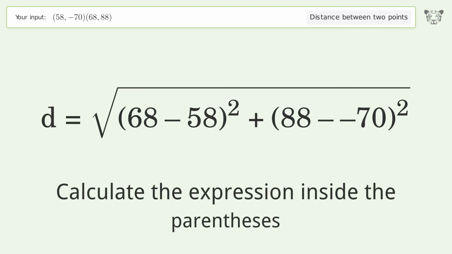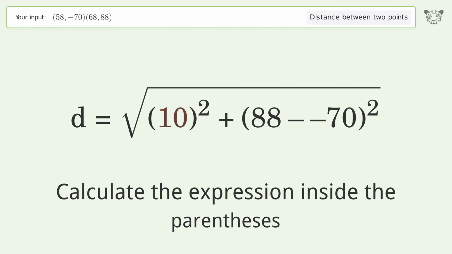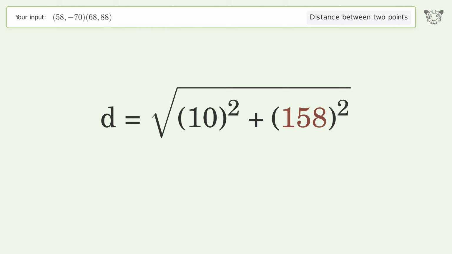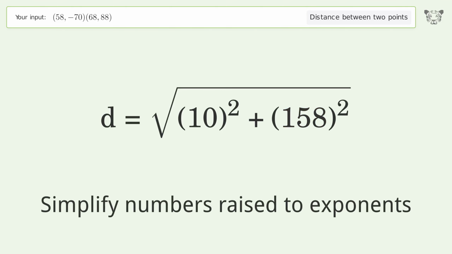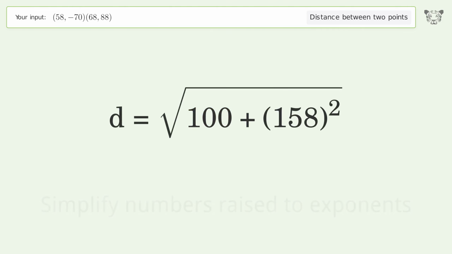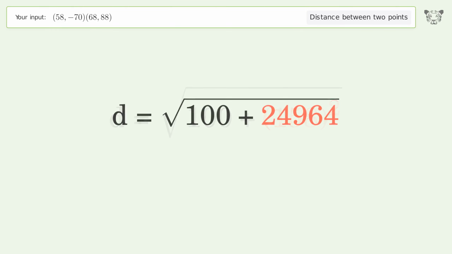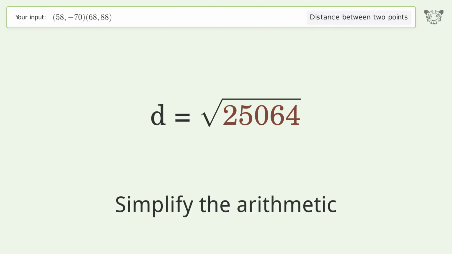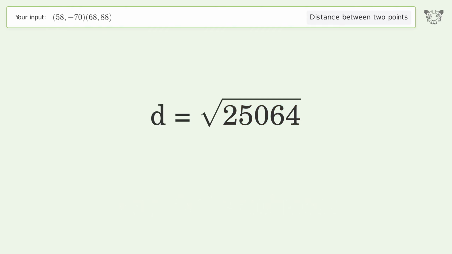Calculate the expression inside the parentheses. Simplify numbers raised to exponents. Simplify the arithmetic. And so the distance between the 2 points is the square root of 25,064, or 158.316.